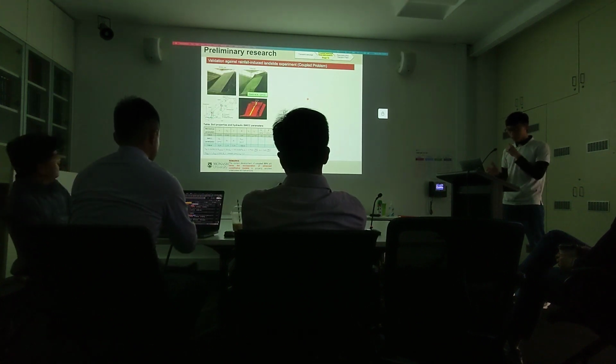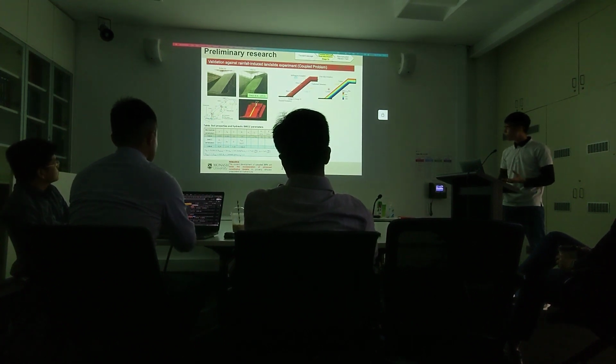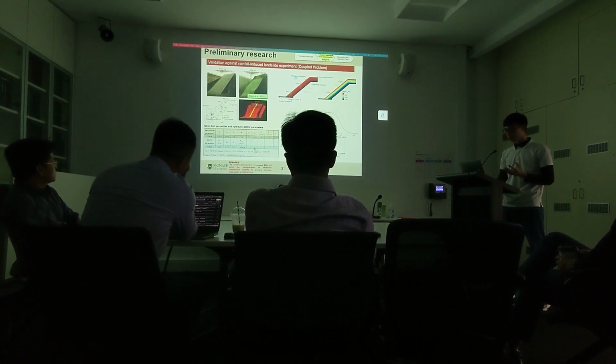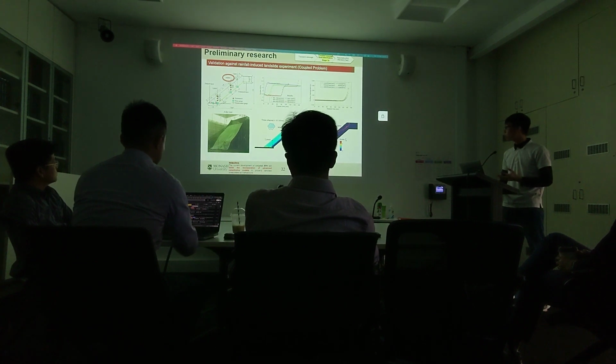The second validation case here is the rainfall-induced landslide experiment from Denzel that you can see over here. Then this is our model setup. And again, the parameters here help us to calibrate our soil water curve. And this is the result.